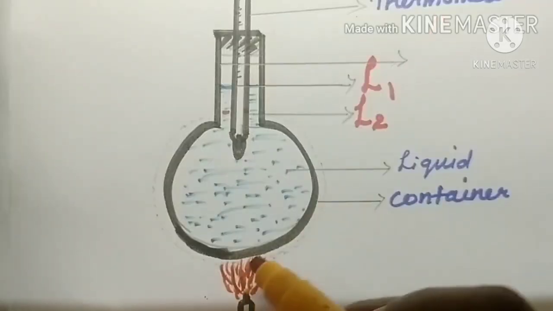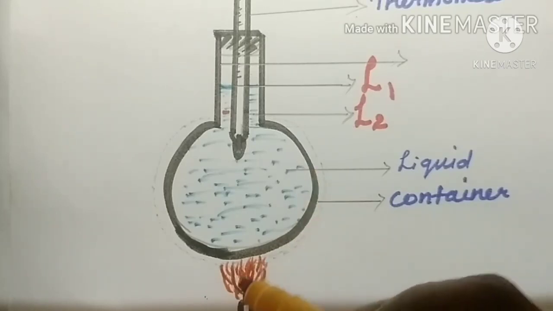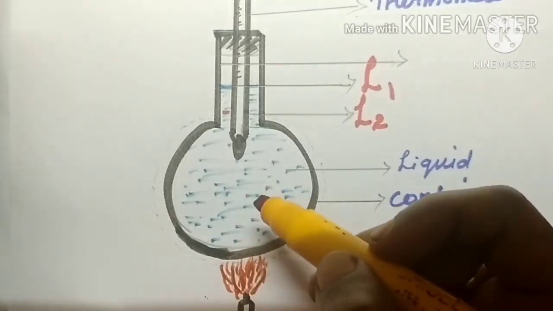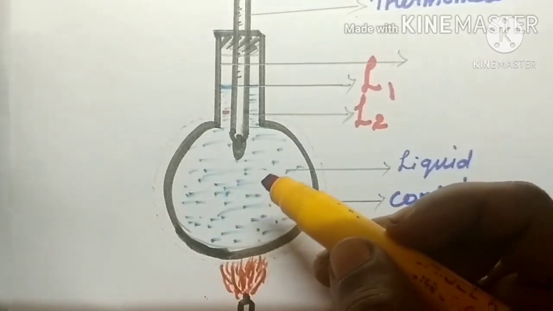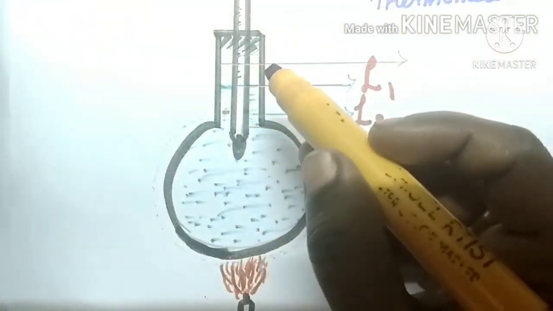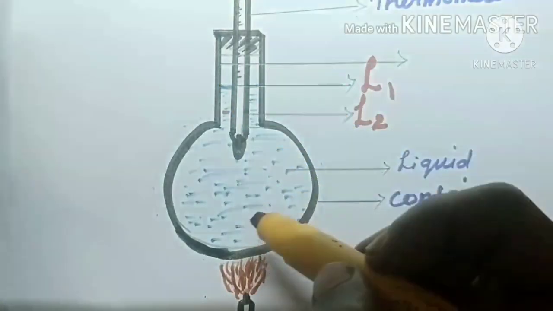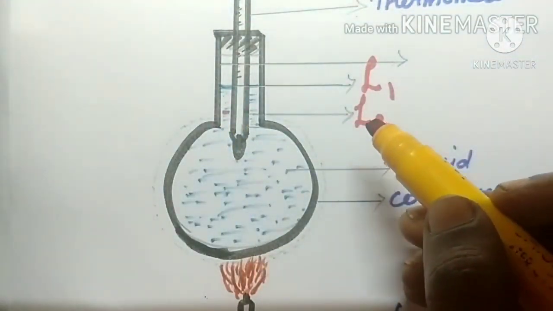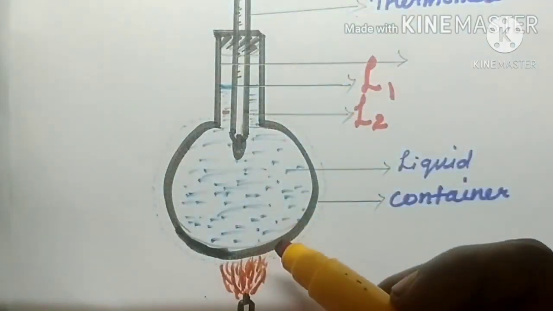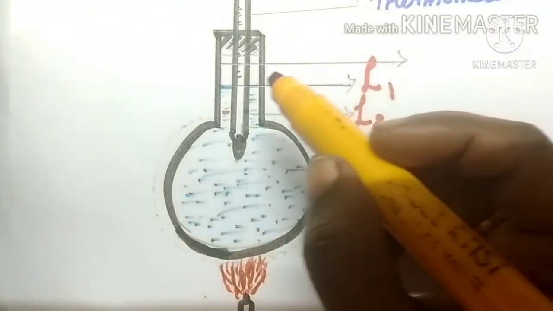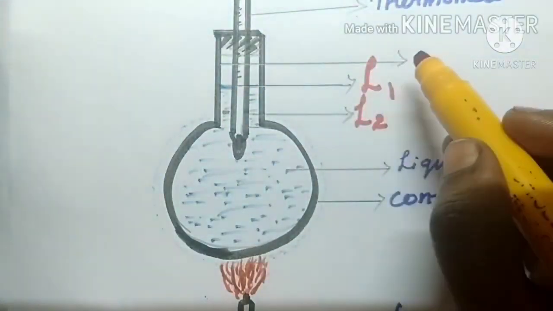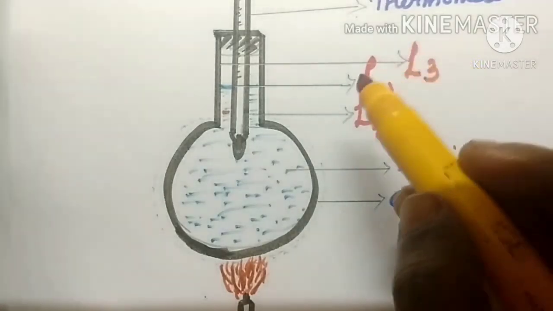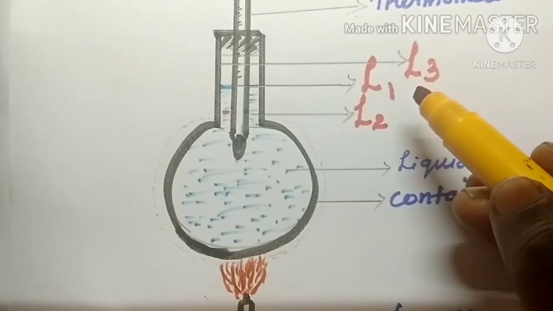Again, if you are heating continuously, now what will happen? The thermal energy supplied to the liquid from the container goes to the liquid also. So the level of the liquid rises again. First, when we apply the heat energy, the container expands and the level of the liquid is reduced, that is L2. Applying the heat energy continuously, the level of the liquid rises. That level is marked as L3, the final level of the liquid.